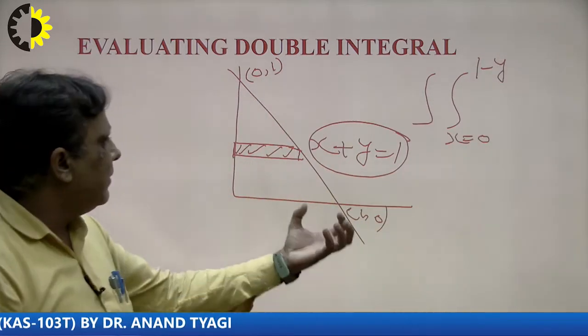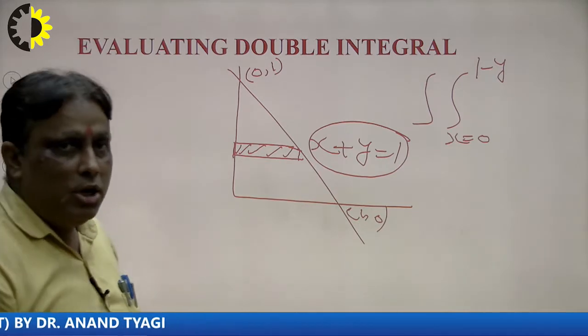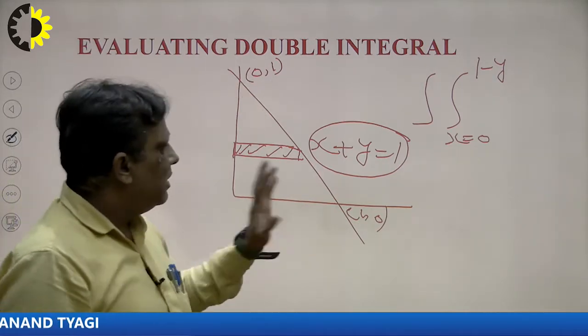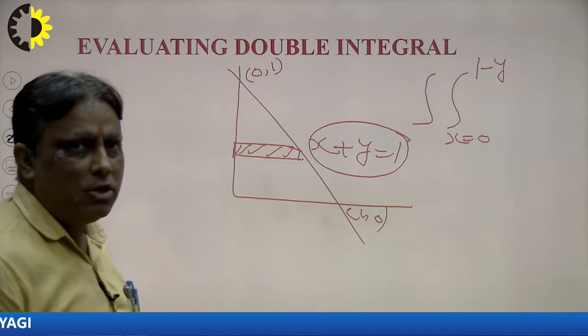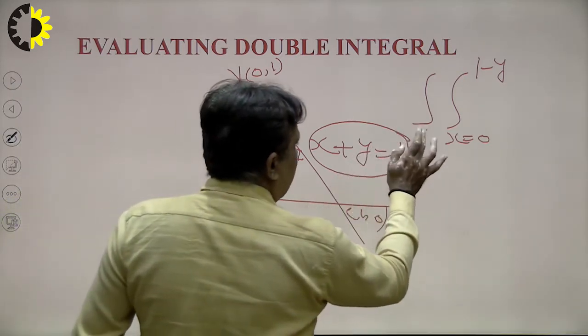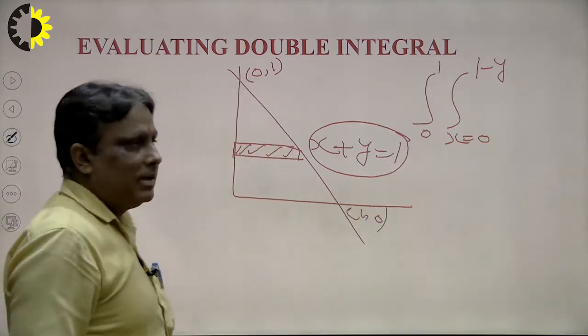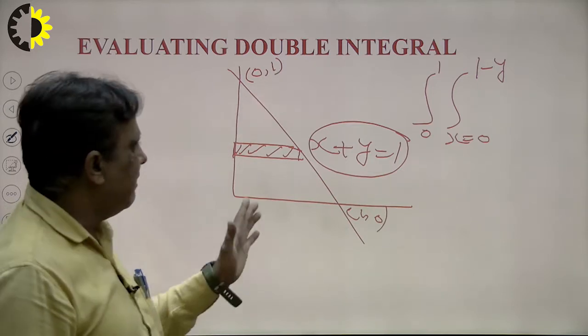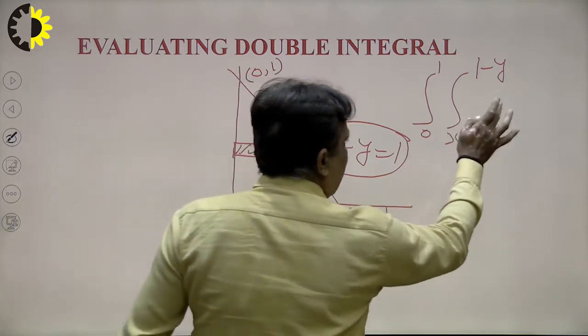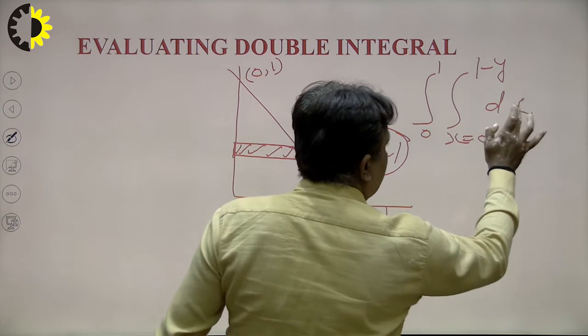So this is the limit in the form of variable. Now there are 3 points, which will be the lowest limit of y, and that is 0, and the upper limit of y is 1, and that is this place. So in this way we consider the limit, and first of all I write here dx and here dy.